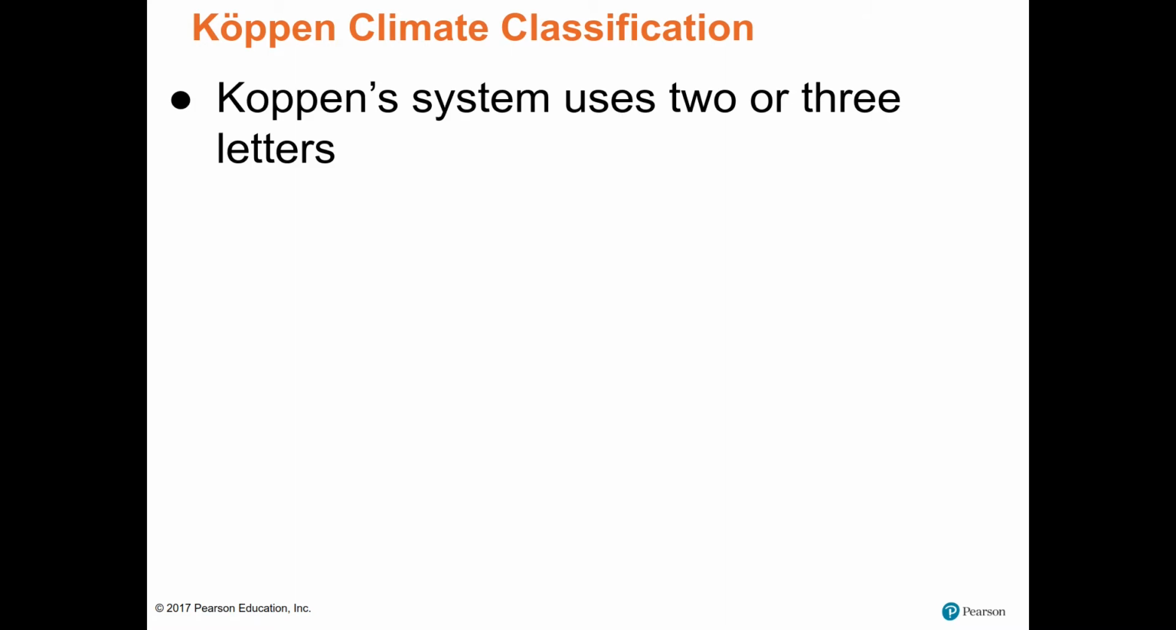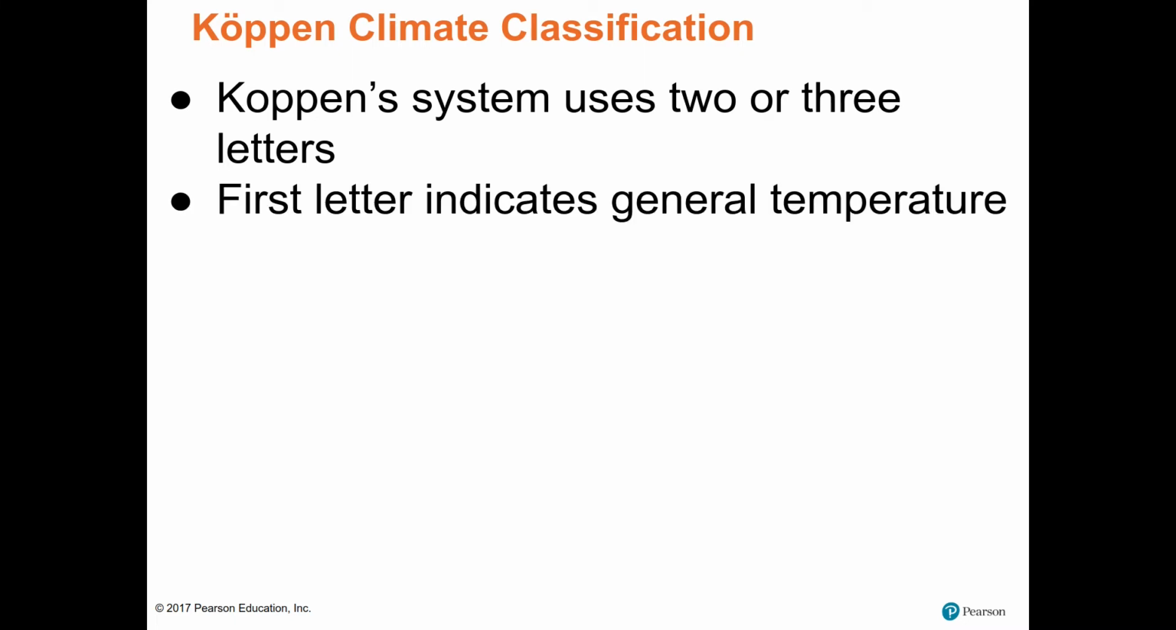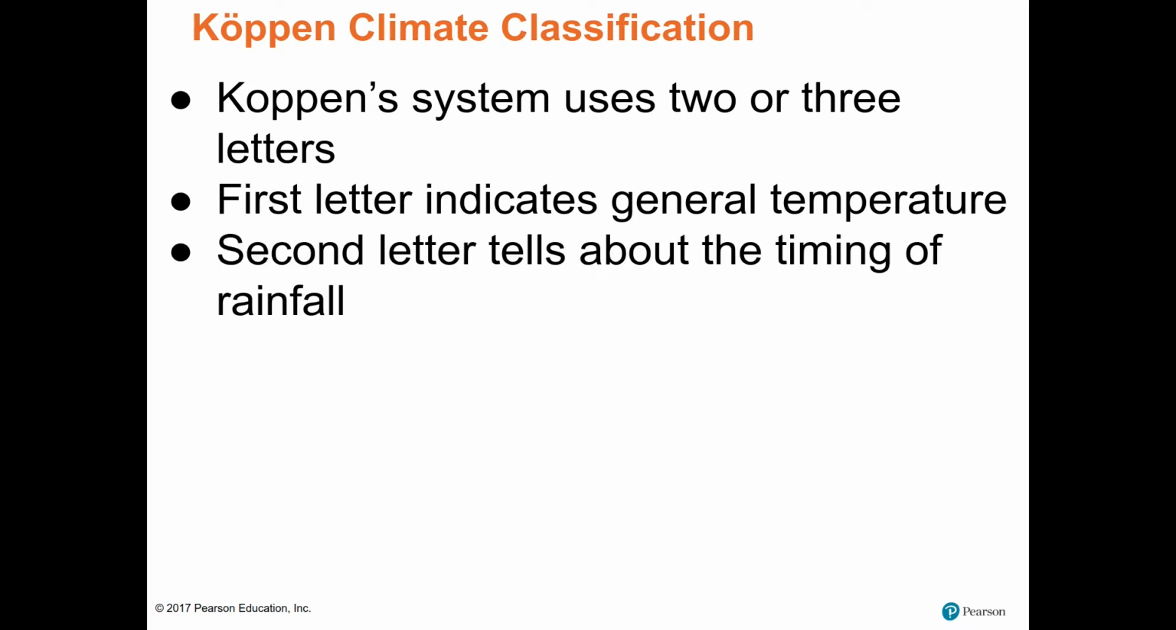So the Köppen Climate Classification System uses 2 or 3 letters to identify climates. The first letter tells you the general temperature. For example, the A, tropical climates, or the E, polar climates. The second letter tells you about the timing of the rainfall. Is it wet year-round? Is it dry in the summer? Is it dry in the winter?